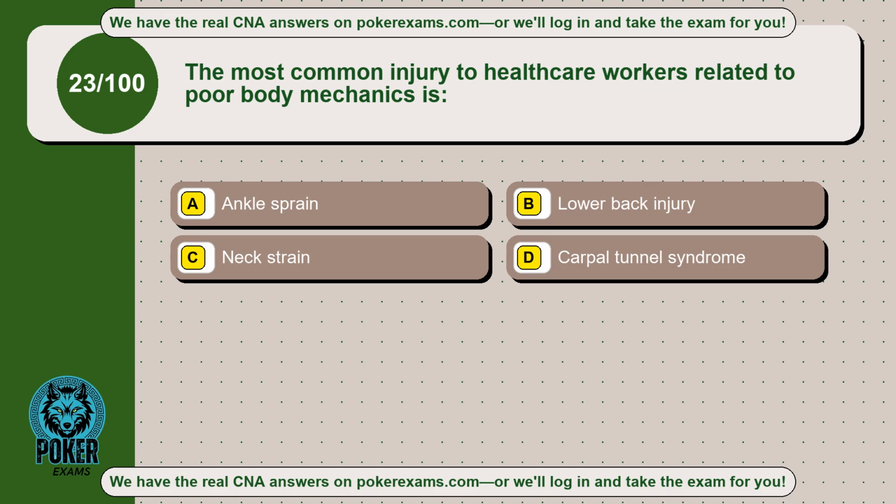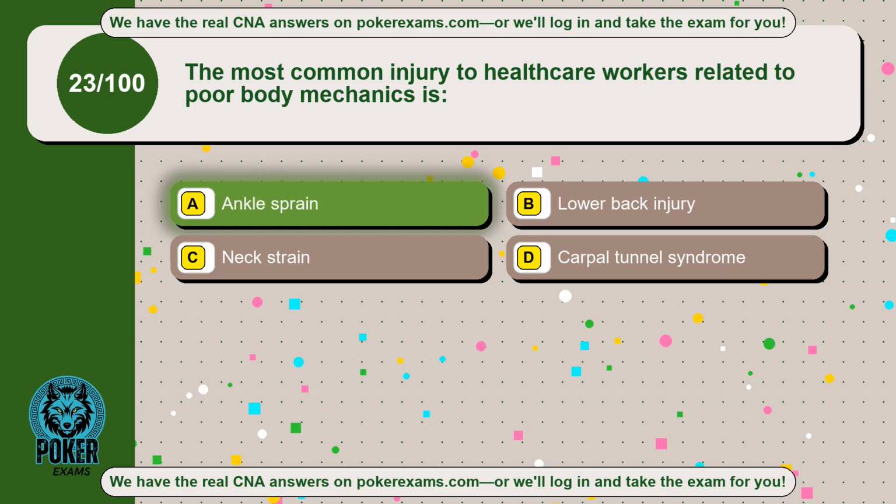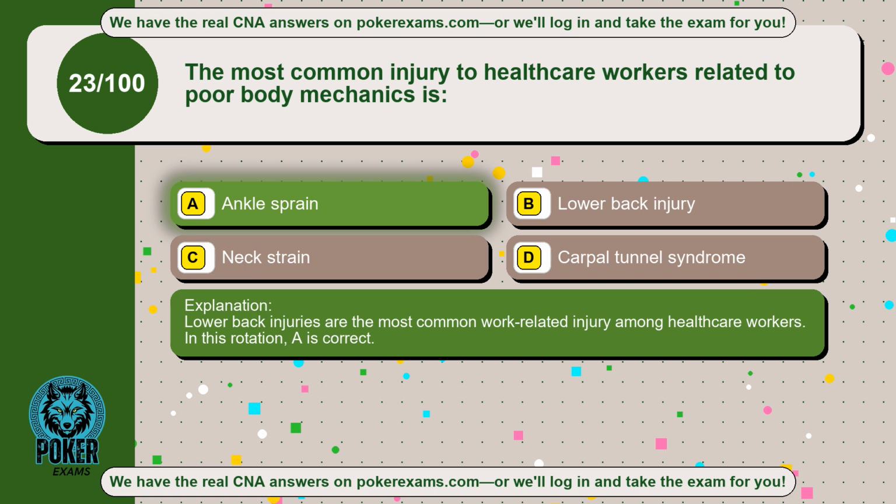Question 23. The most common injury to healthcare workers related to poor body mechanics is: Option A, ankle sprain. Option B, lower back injury. Option C, neck strain. Option D, carpal tunnel syndrome. The correct answer is option A, ankle sprain. Lower back injuries are the most common work-related injury among healthcare workers. In this rotation, A is correct.